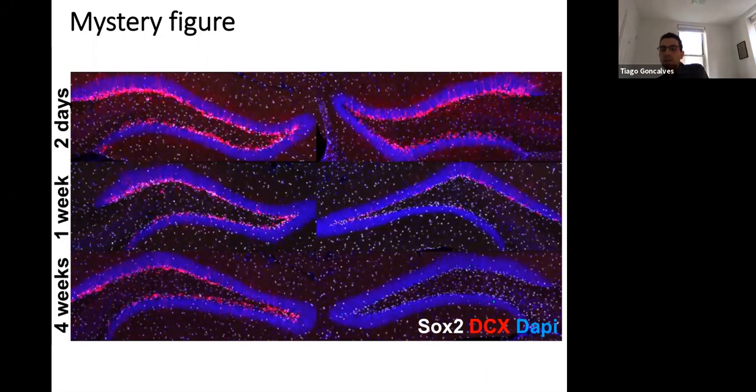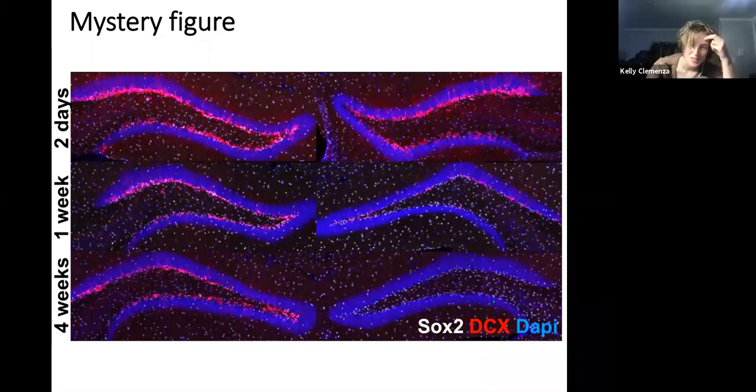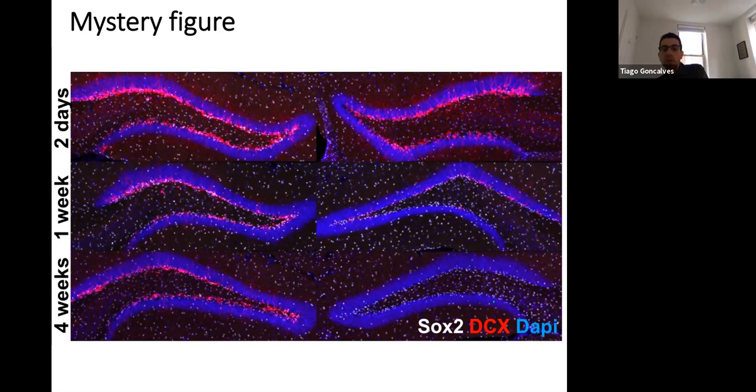So I'll tell you more. DCX is a marker for newborn neurons. Are we seeing neurogenesis? Yeah, you see neurogenesis in the gyrus. So you see that here at 2 days, 1 week, 4 weeks.